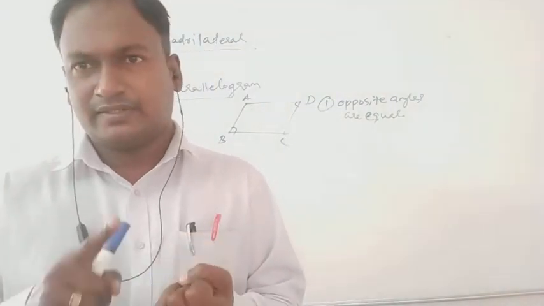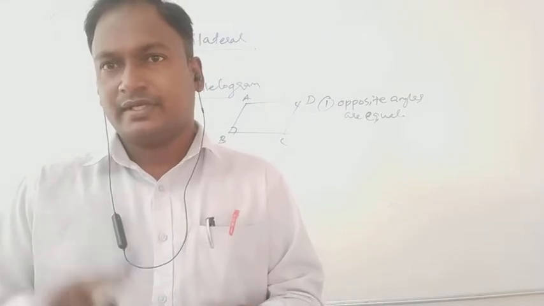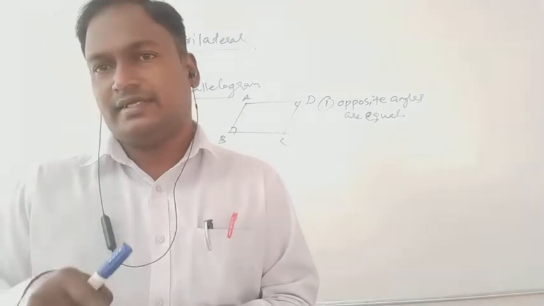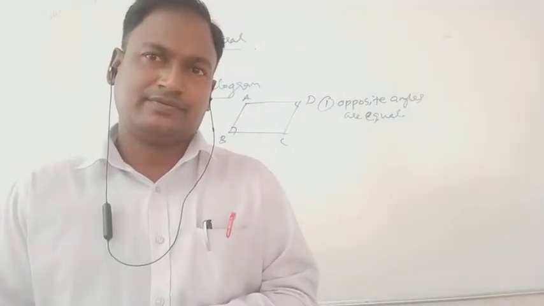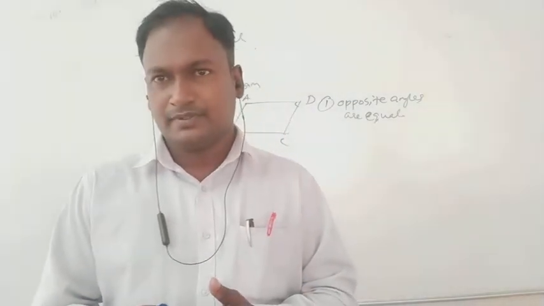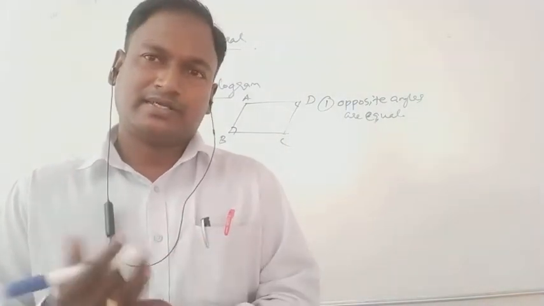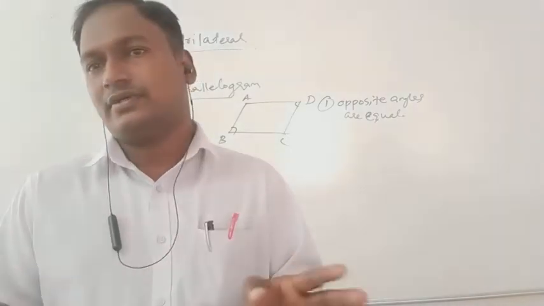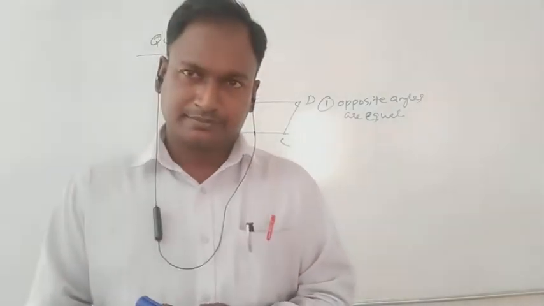If you look at the speciality of a rhombus, the opposite sides are equal, opposite angles are equal, diagonals bisect each other, and diagonals make 90 degrees. It is a perpendicular bisector. That means the diagonals make 90 degrees at the center of a rhombus. So that is the main difference between square and rhombus. In a square, the diagonals are equal and bisect each other, but they are not perpendicular.